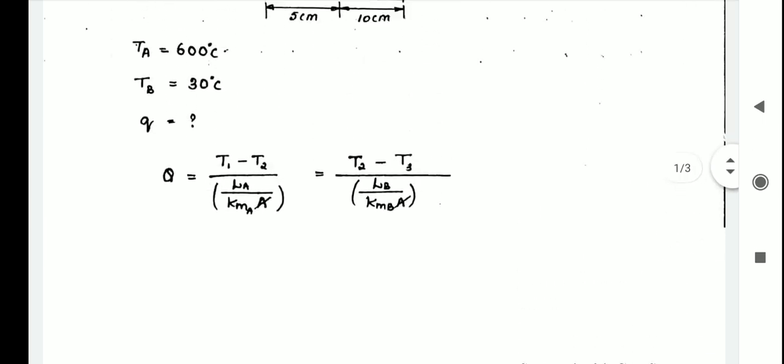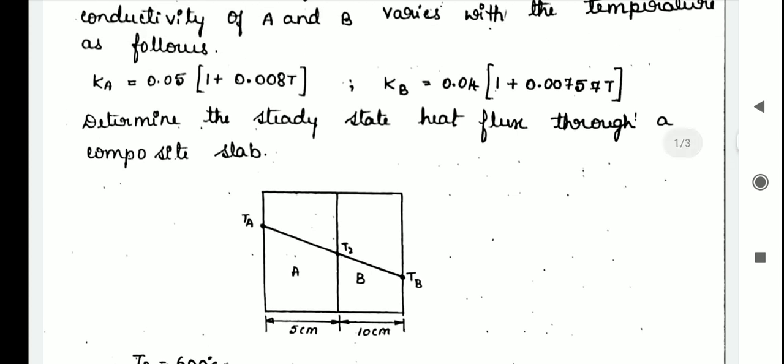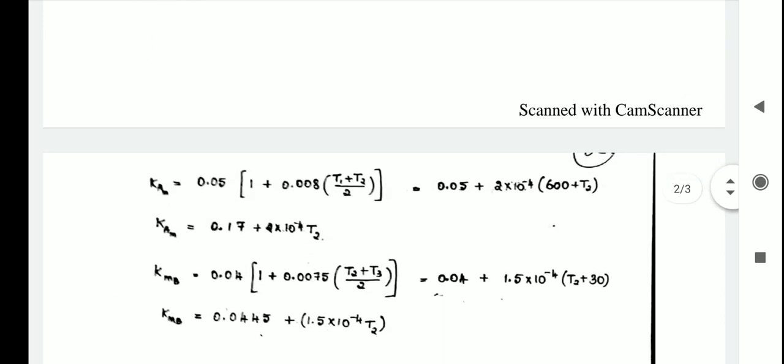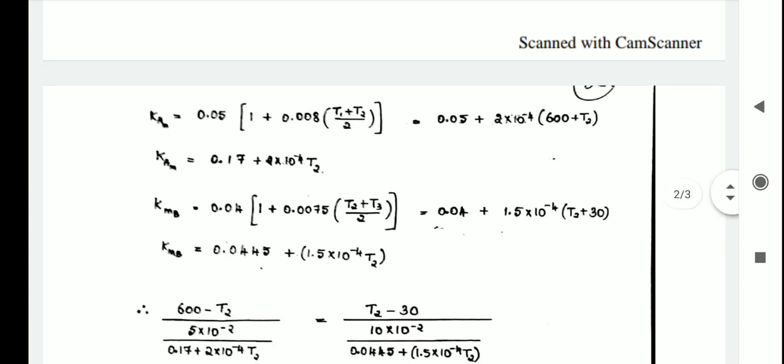Similarly, for Kb it is 0.04 in the bracket 1 plus 0.00757 times T, right? Here T is the average of T2 and T3. So Kb becomes 0.04 in the bracket 1 plus 0.0075 in the bracket T2 plus T3 divided by 2, which is equal to 0.04 plus 1.5 into 10 raised to minus 4 in the bracket T2 plus 30. So Kb is equal to 0.0445 plus 1.5 into 10 raised to minus 4 times T2.